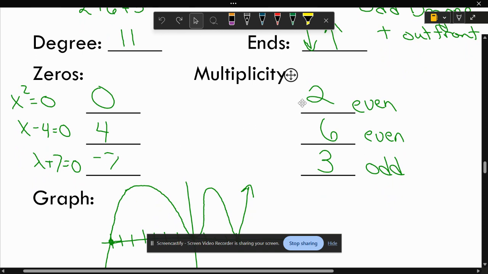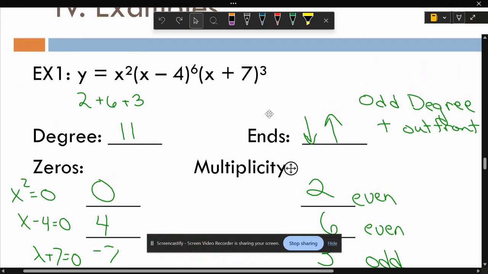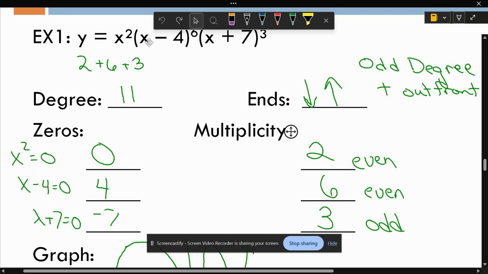Next from there, we need to find out what the multiplicity is going to be. Remember, if it's an even multiplicity, it will touch. If it's an odd multiplicity, it will cross through. So, because x squared is squared, it's even, which means that it will touch. x minus 4 becomes 4. It is a degree of 6, so it will also touch. And then because x plus 7 becomes negative 7, it has an odd exponent of 3, we will cross through.